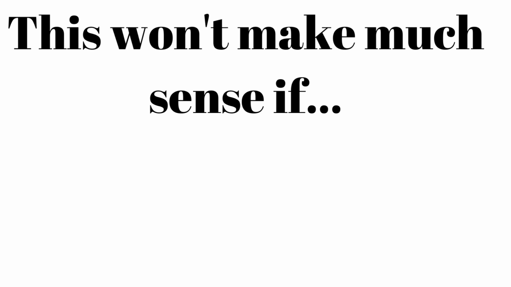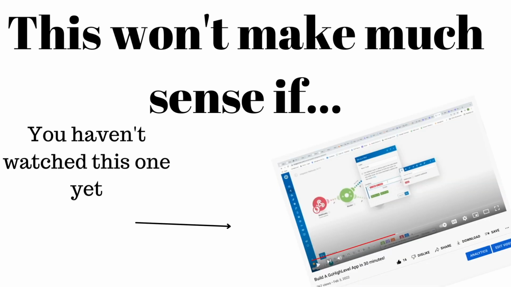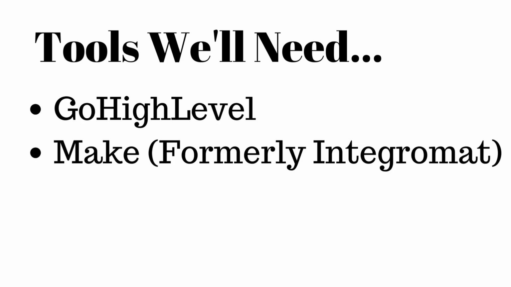Now, a couple of things. This won't make much sense if you have not watched my Build a Go High Level App in 30 Minutes video. So make sure you check out that video on our channel first so you know how exactly to make a no-code Go High Level app. And then other than that, we'll need a couple of tools. Obviously, we'll need Go High Level, but we will also need Make, which was formerly known as Integromat. They have been purchased by a company called Make. So you will need a Make account. So make sure you set that up. And other than that, once that's all done, let's go ahead and dive on in.